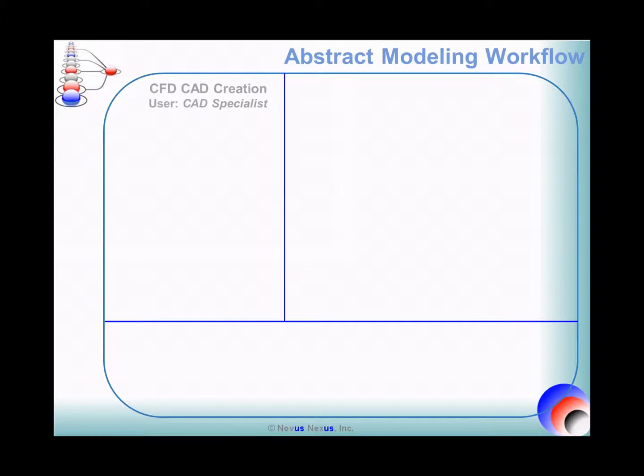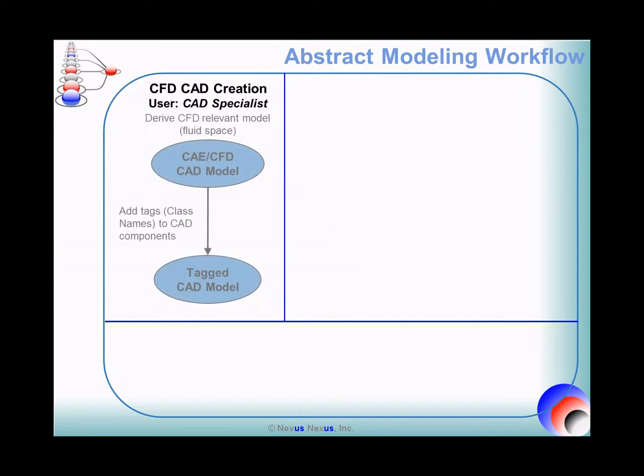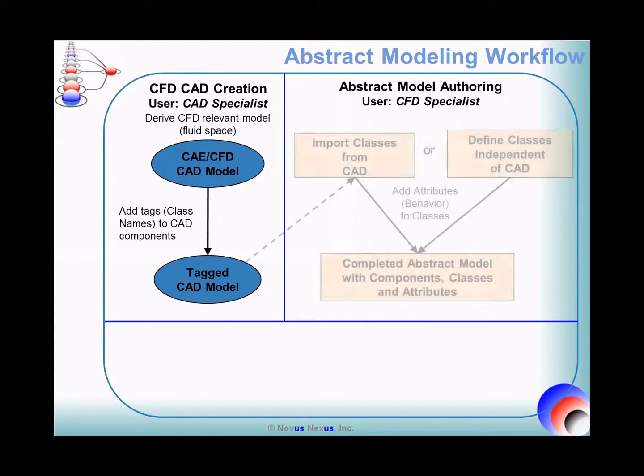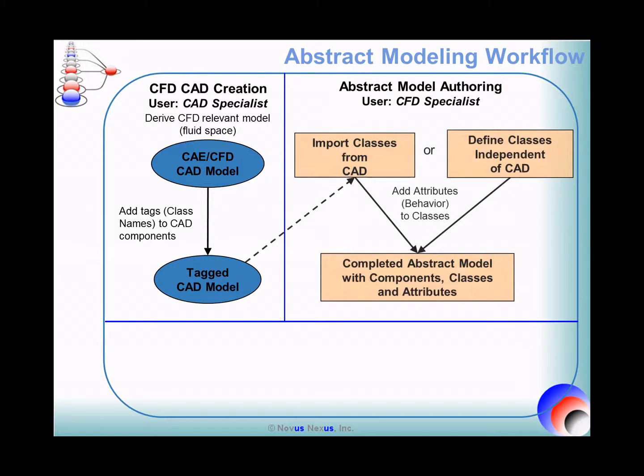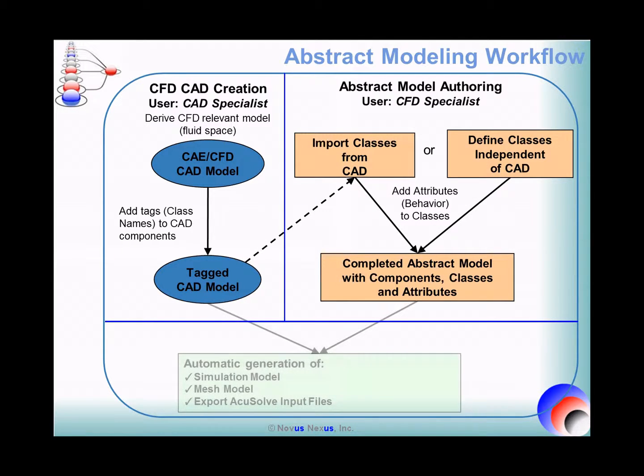Here is a brief overview of the abstract modeling AcuSolve workflow. A CAD specialist prepares a tagged CAD model for FluidNexus. Simultaneously, the CFD specialist authors an abstract model in FluidNexus. Synchronization of the abstract model and CAD model in FluidNexus cascades all meshing and other solver attributes onto the geometry. Then, the user generates the automatic volume mesh in FluidNexus. Then, the user exports the AcuSolve input files ready to run.